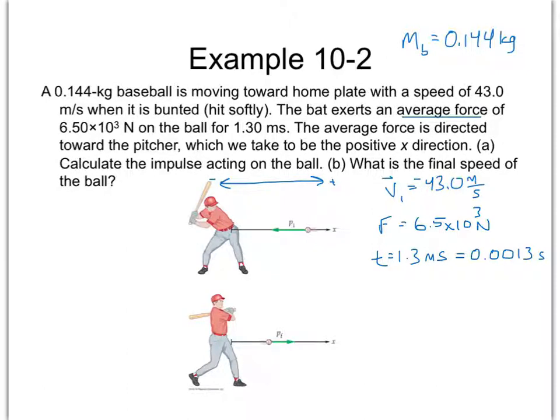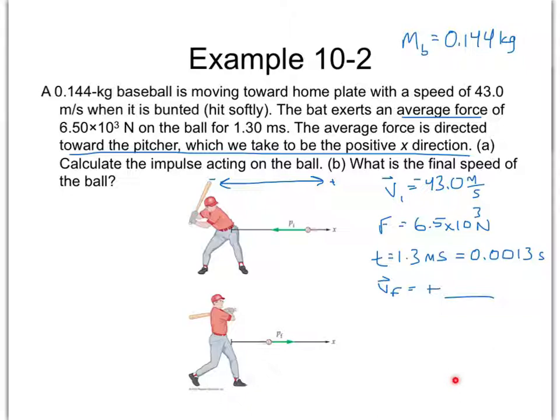Okay, so we're going to take, like we said before, it's even mentioned in the problem right here, towards the pitcher is going to be the positive x direction. So it's initially coming in negative and it's going to leave. We do know that the final velocity is going to be positive, but we don't know what. Okay, so let's find the impulse on the ball, and then we're going to find the final speed of the ball.